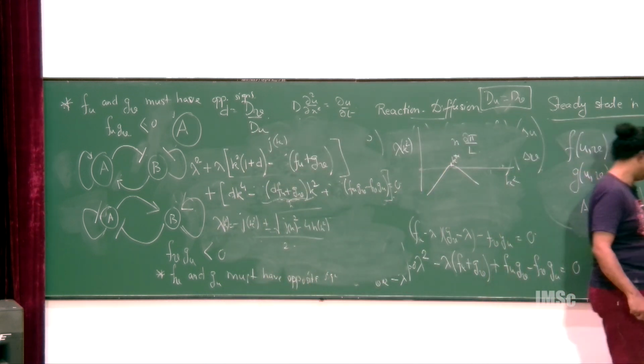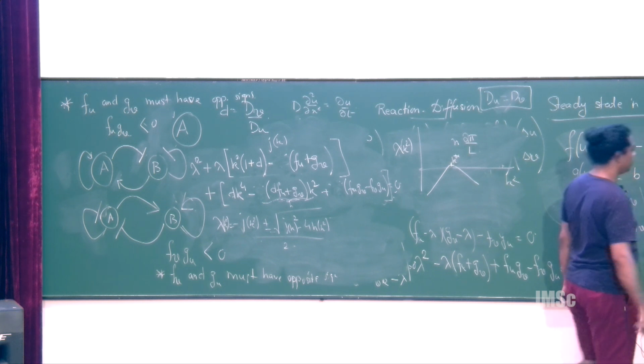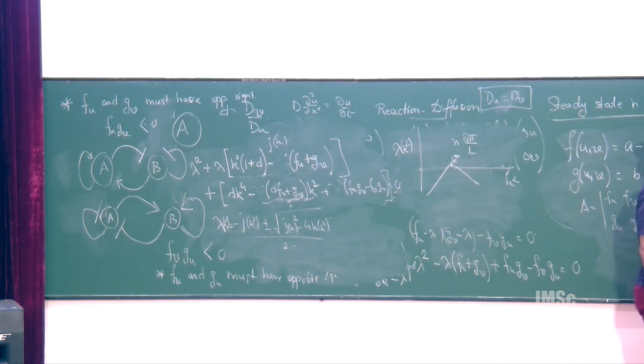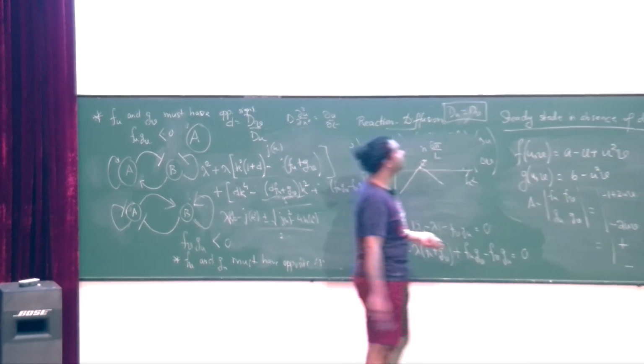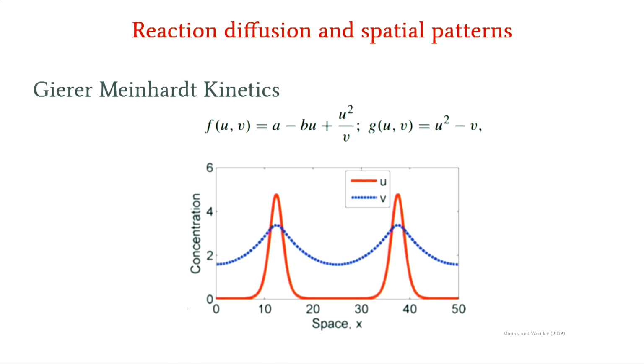So FU and GV have opposite signs, FV and GU have opposite signs. So provided you choose your diffusion coefficient appropriately, you will see patterns. And indeed, like we showed, you do see patterns. This is the concentrations U and V for these two species, for some particular choice of parameters.